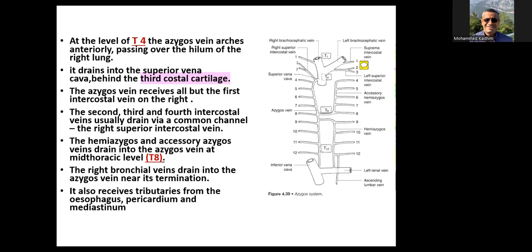At the T8 vertebra, the left side drains to the right side, so this T8 is very important. The right bronchial vein drains into the azygous vein near its termination. It also receives tributaries from the esophagus, pericardium, and mediastinum.